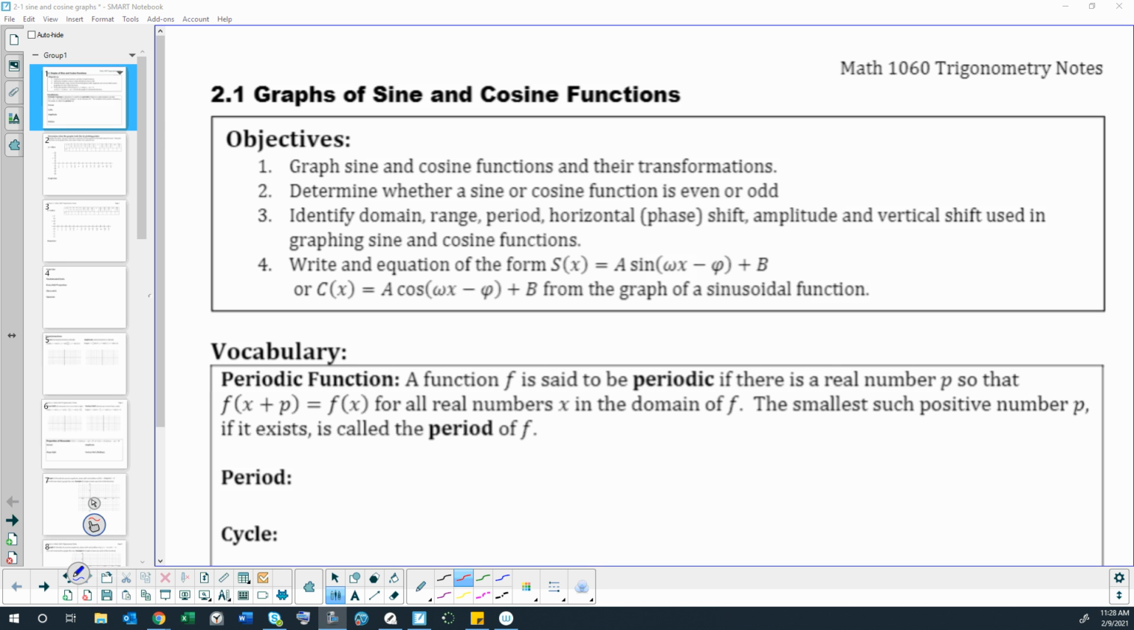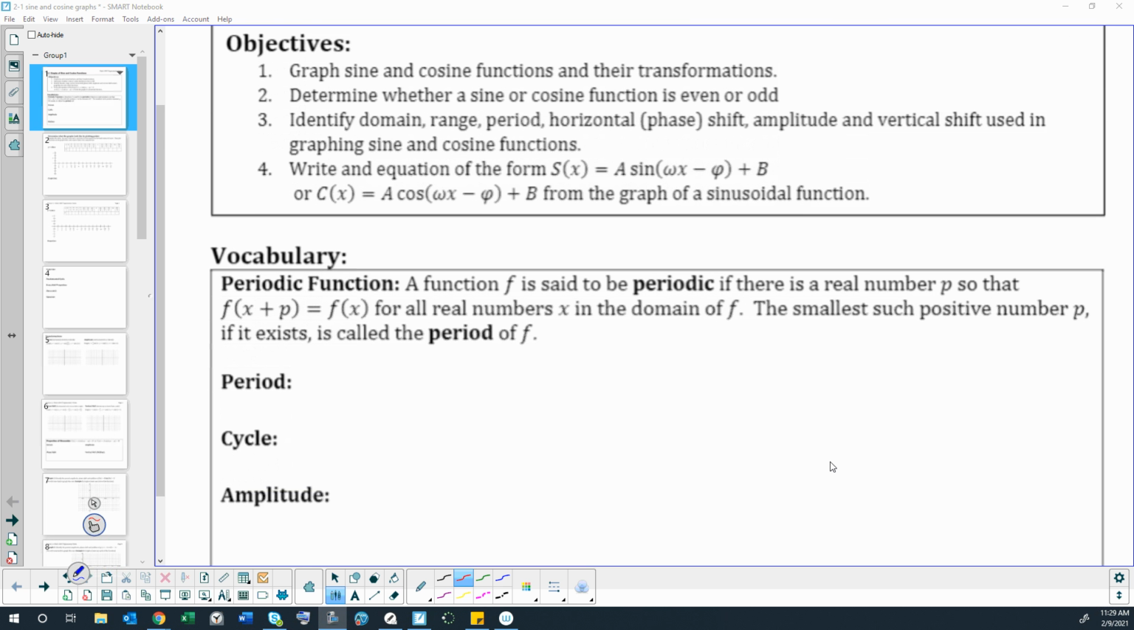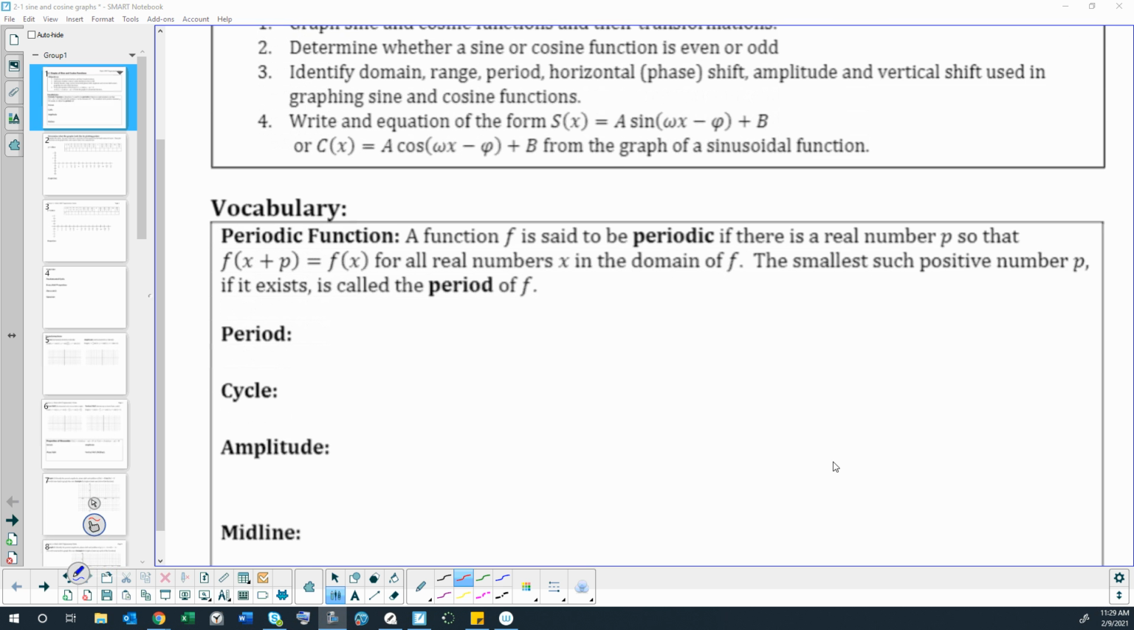All right, 2.1, graphs of sine and cosine functions. So we're going to learn how to graph sine and cosine, including all of their details and properties, as well as also transforming them. So everything all at once, but we've learned about transformations before, so hopefully it won't be too overwhelming.